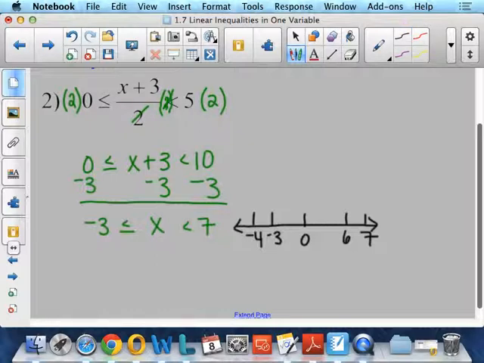Okay, so if we only look at the left-hand side, negative 3 is less than or equal to x. Since it's a less than or equal to sign, we're going to have a closed circle on negative 3. Then if we look at the right-hand side, x is less than 7. There's no less than or equal to, so we're going to have an open circle on 7. And x is any number in between negative 3 and 7, so I'm going to shade in between the two. Okay, so this would be my final answer.